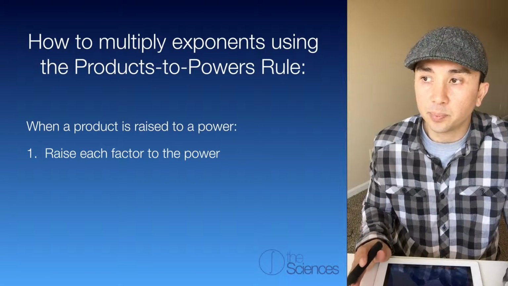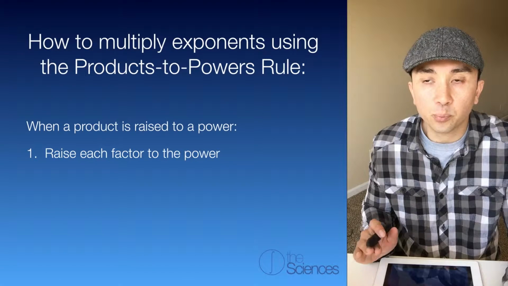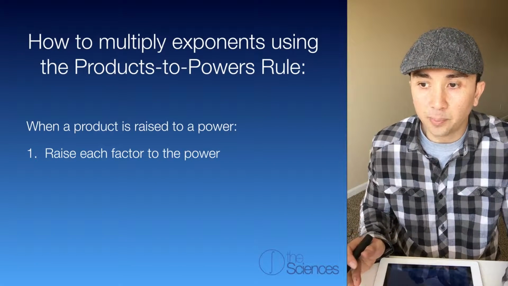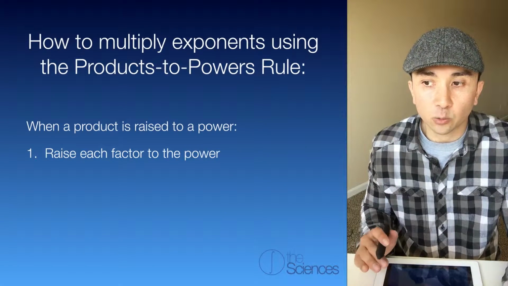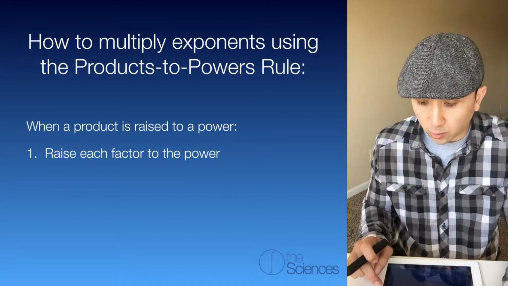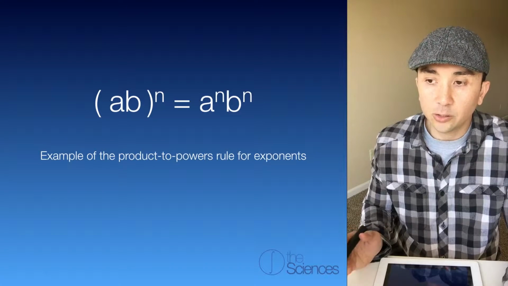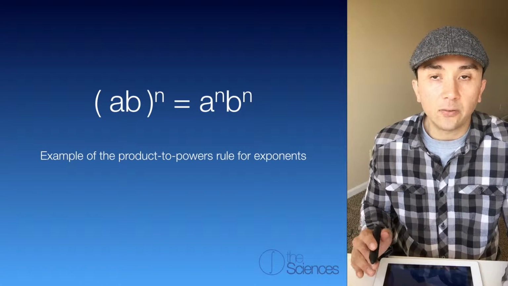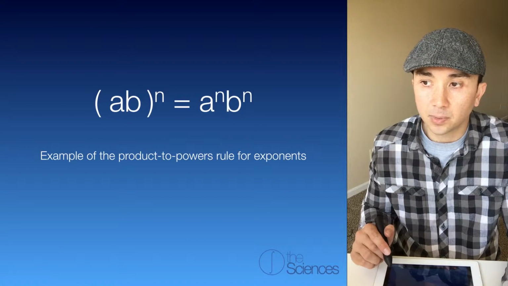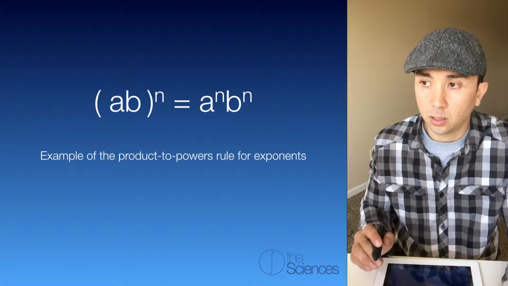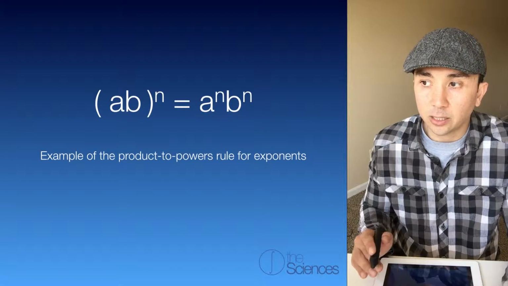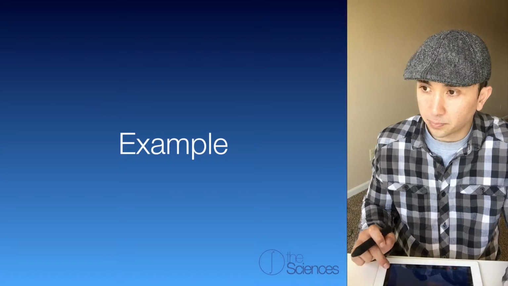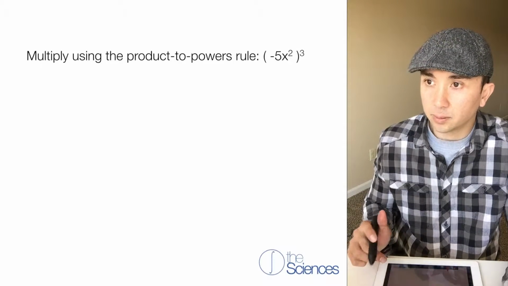Now here's how to multiply exponents using the products to powers rule. When a product is raised to a power, what you're going to do is raise each factor to the power. So here's an example of the products to power rule for exponents. If we have a times b raised to the nth power, all that really means is a to the nth power times b to the nth power. So let's do an example.